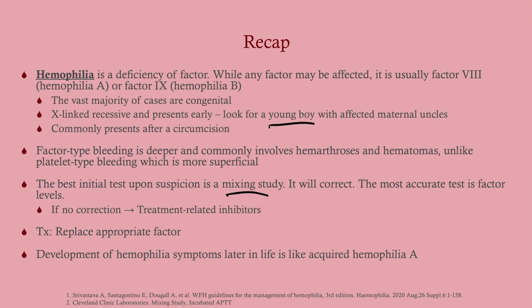It will correct in congenital hemophilia. The most accurate test is factor levels. If there is no correction, and usually this happens after the diagnosis, after you've been treating them for some time, think of treatment-related inhibitors. If they're older and they develop hemophilia-like symptoms, think acquired hemophilia. Treatment, replace the appropriate factors, especially for the congenital hemophilias, and the development of hemophilia symptoms later in life is likely acquired hemophilia A.